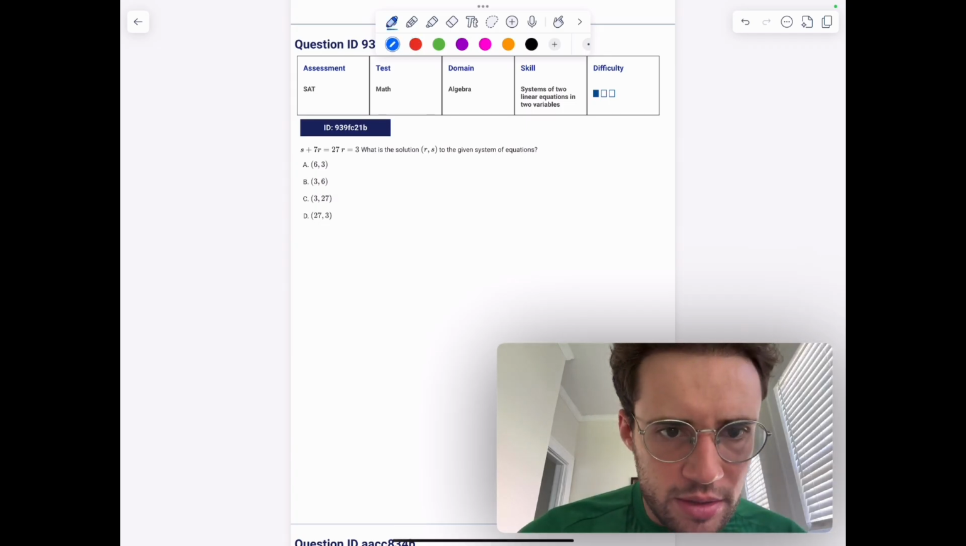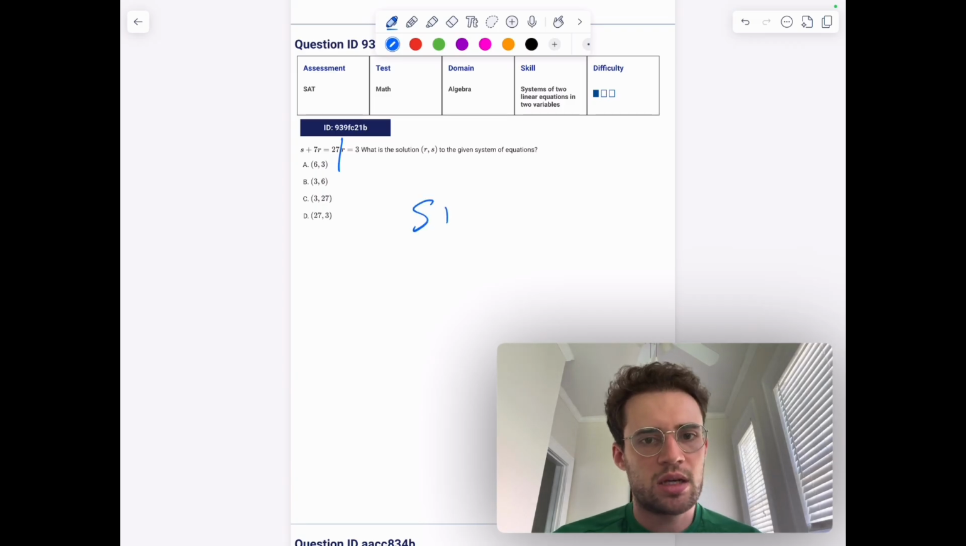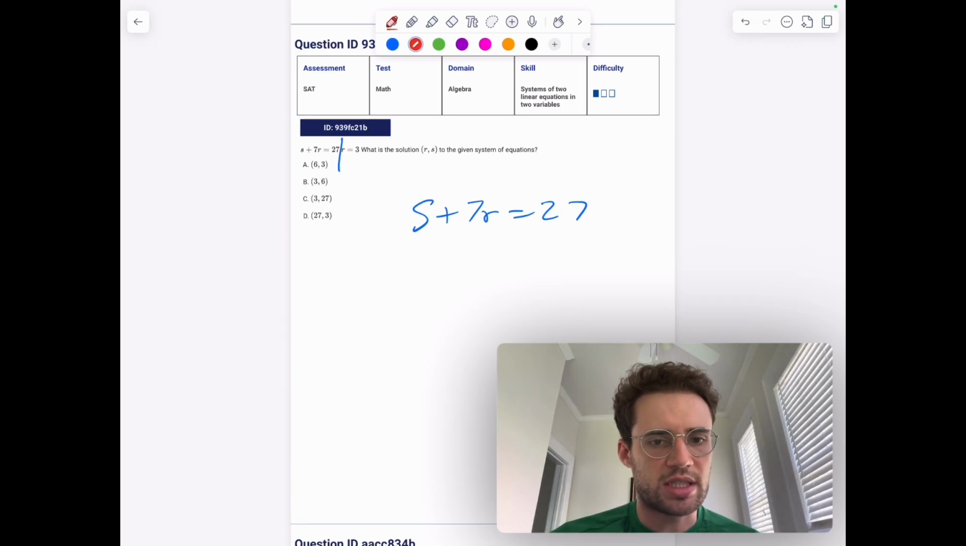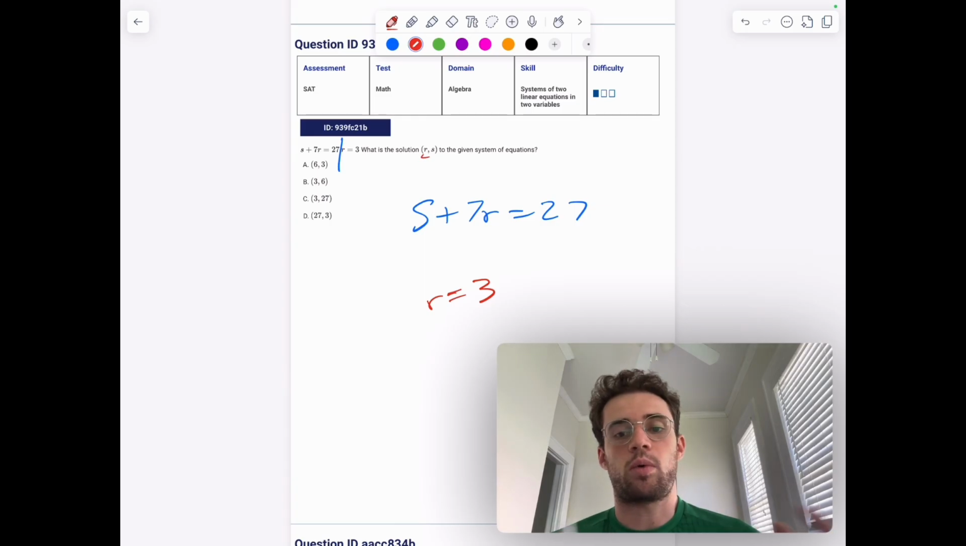All right, let's see. I think this equation ends here after the 27. So we have s plus 7r equals 27. And then our second equation is that r is equal to 3. So what is the solution r comma s to this given system of equations? So we know it's where the two lines would intersect. So it's a value of r and s that will work for both equations.